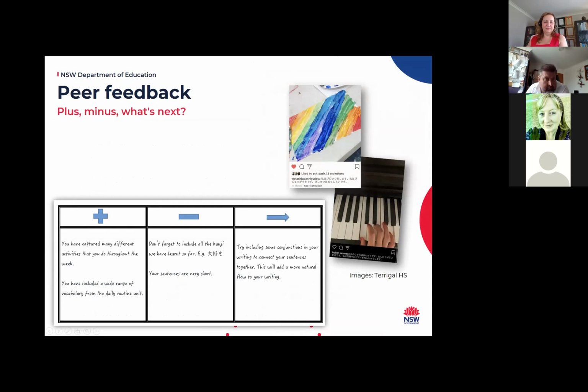With the plus, minus, and what's next feedback model, students can comment on what was done well in relation to the success criteria and also on what could be done better. The task pictured above required students to create a series of social media style screenshots and videos capturing different activities that they do throughout the week. By seeking advice from peers through plus, minus, what's next on a task such as this, students are asked to make adjustments and incorporate feedback prior to submitting the task to the teacher.